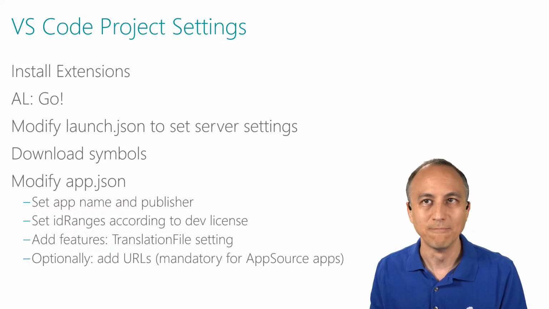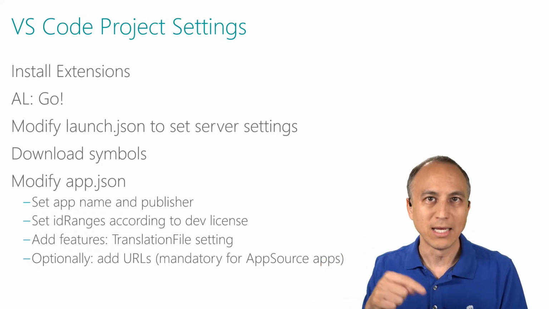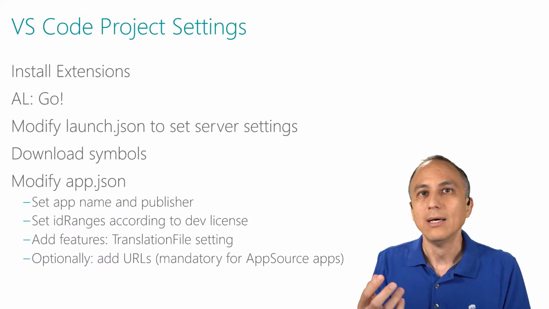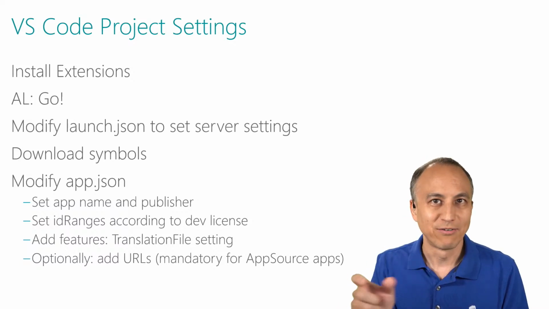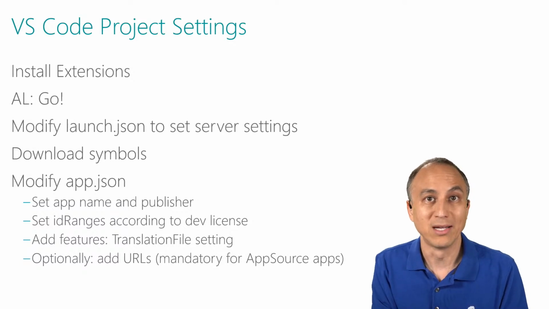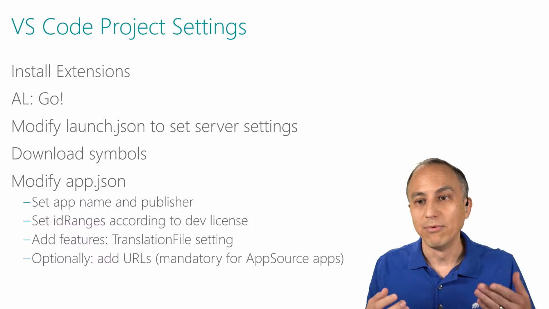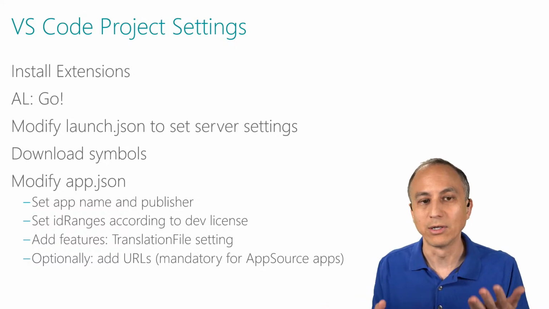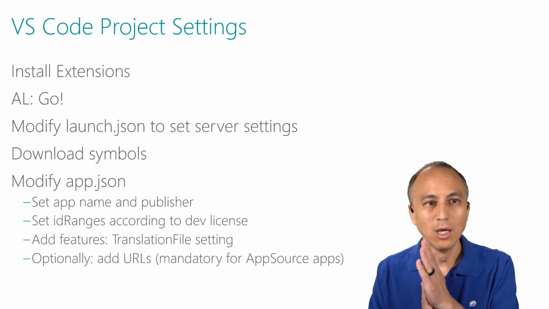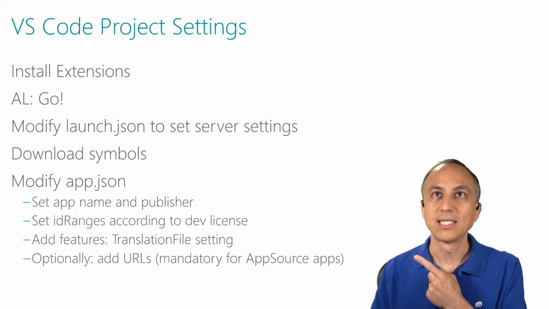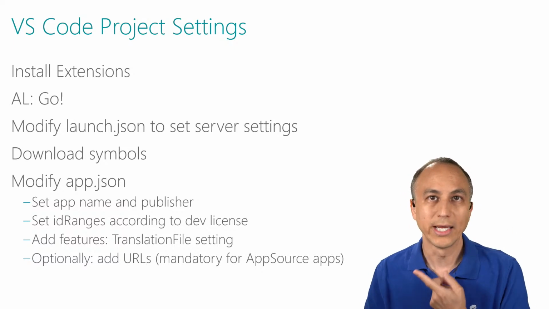It would be great if many of these things were included in the AL Go project template, like just the translation file configuration option. That would be great if that's a common or mandatory thing. But these settings are apparently kind of optional, and they're not currently included in the AL Go template. So with that, this list of project settings I've essentially already covered.